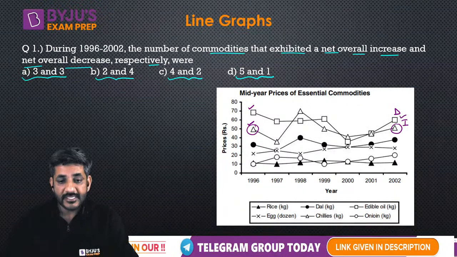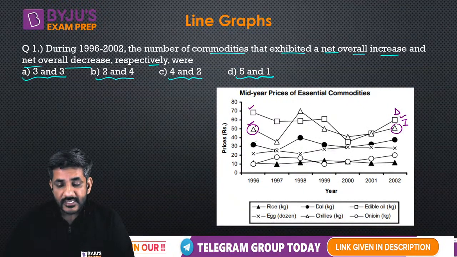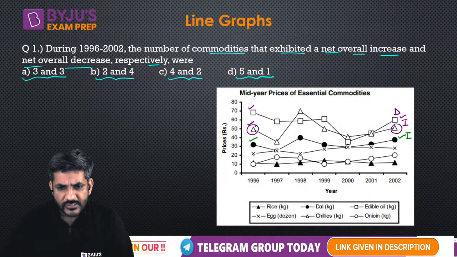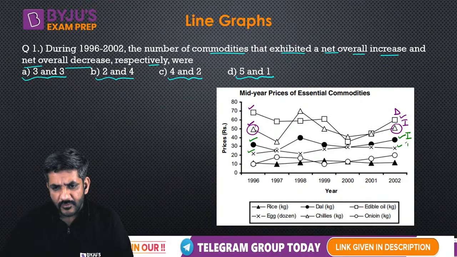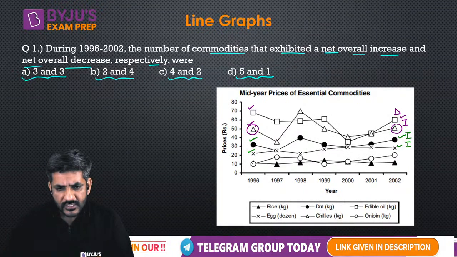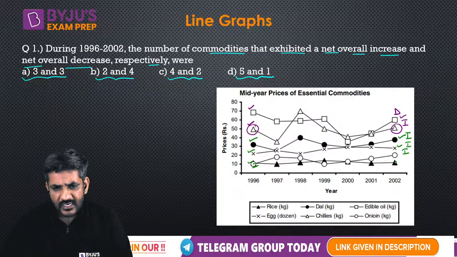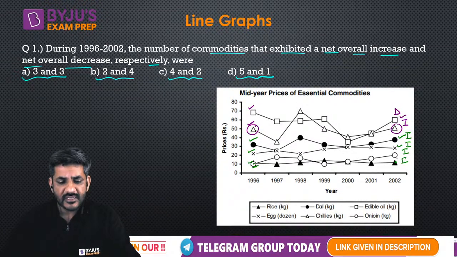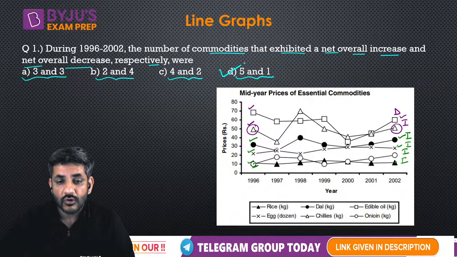Let's see the next. Next I talk about this black circle. It has definitely increased from here to here. Then I talk about this cross. This cross has also increased from here to here. This white circle has also increased from here to here. And then I talk about this triangle. It was around 10. It is still around 10. I think I would say it has slightly increased from here to here. So 5 of them have increased. 1 of them has decreased. Therefore I would mark the answer as option D.